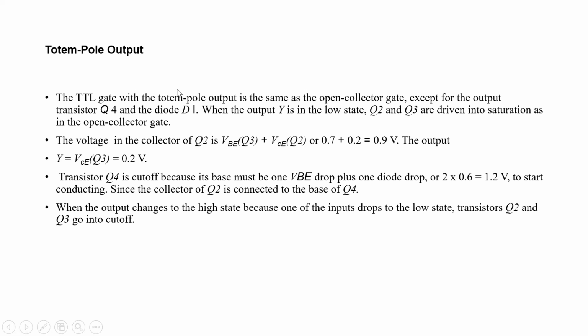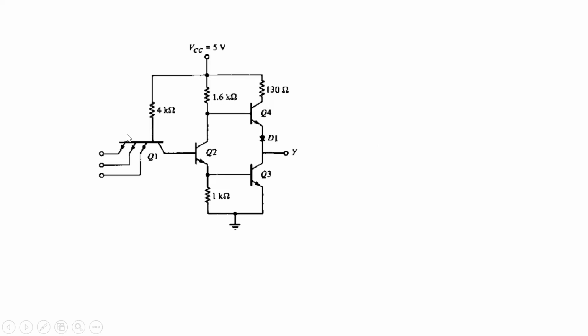When output Y is high, transistor Q3 becomes open circuit. By connecting an external resistance, we get the high voltage. So the totem pole output circuit is just a modification of the open collector circuit, where we externally connect diode D1 and transistor Q4. The voltage at the collector of transistor Q2 is the VBE of transistor Q3 plus VCE2 of transistor Q2, which is 0.9 volt. This we can call the totem pole TTL gate.